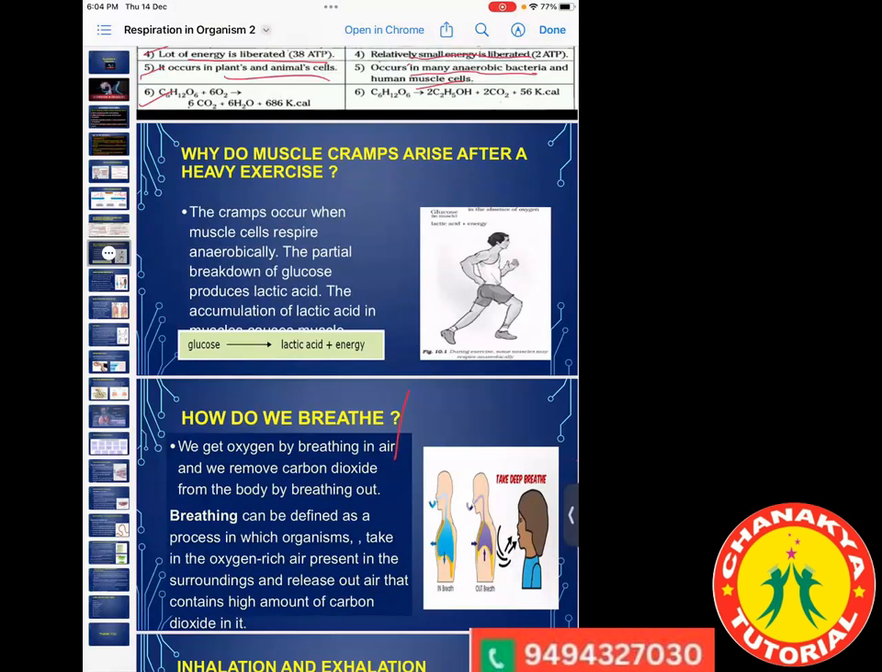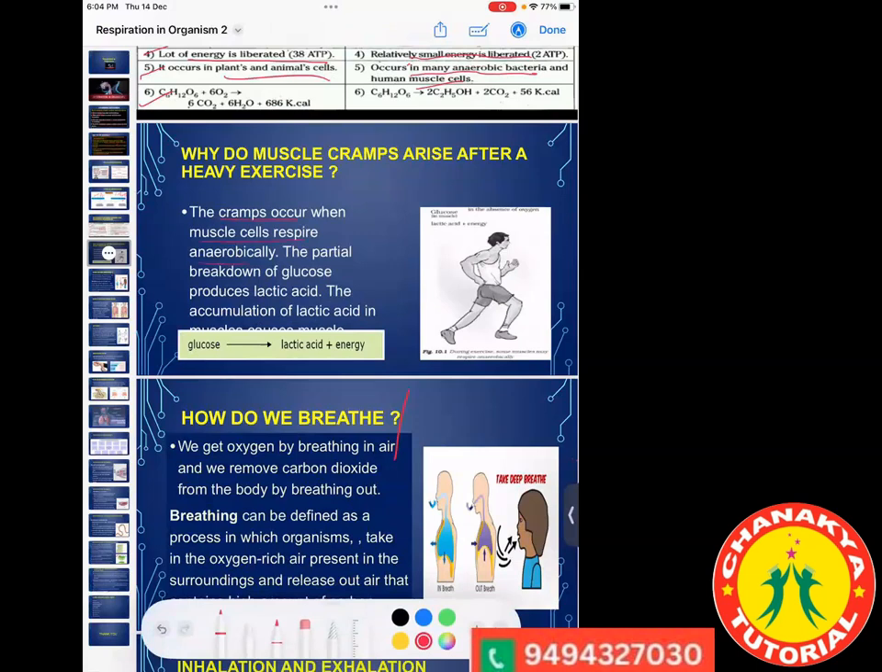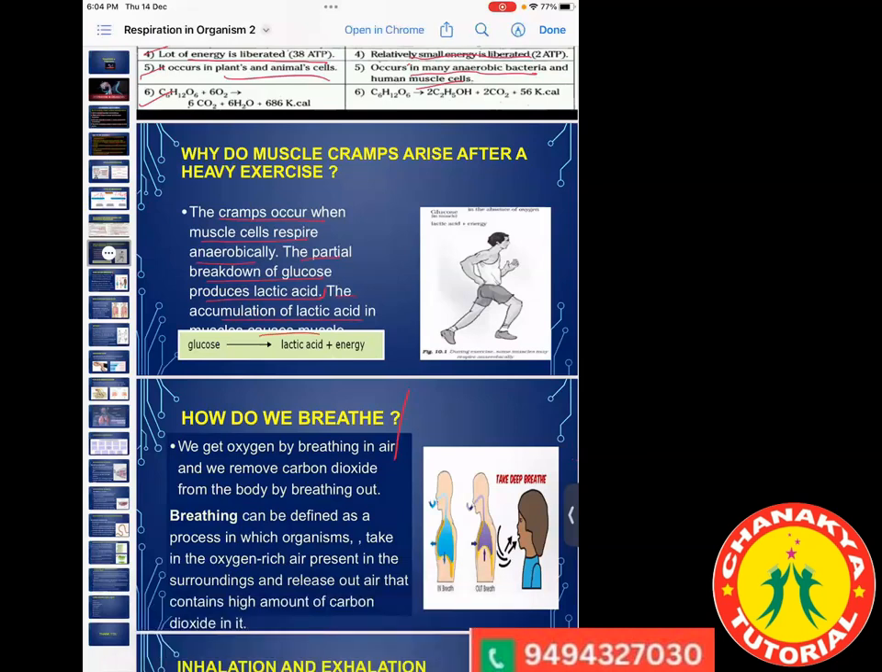It is because instead of following the aerobic respiration process, due to deficiency of oxygen, our body starts following the anaerobic process. So the cramps occur when muscle cells respire anaerobically. The partial breakdown of glucose produces lactic acid. Since they are not able to form energy, or not able to get oxygen, they break it down into lactic acid. And the accumulation of lactic acid in the muscle causes the pain. So when this lactic acid is formed, it starts paining.